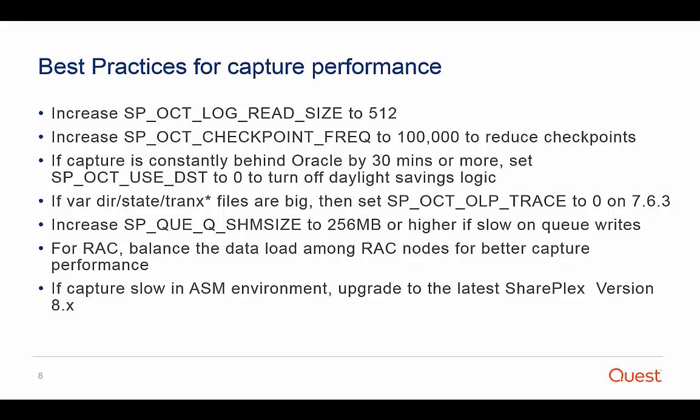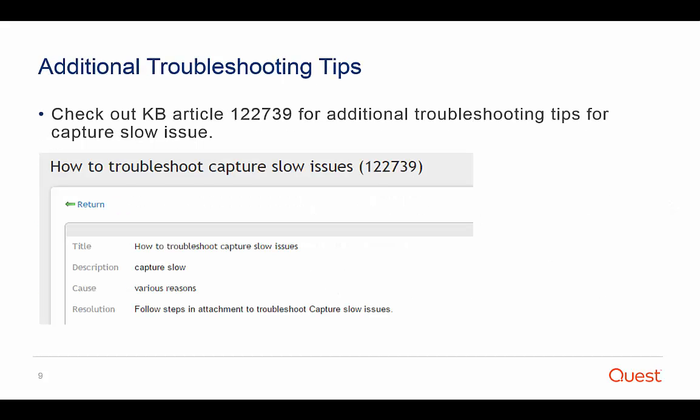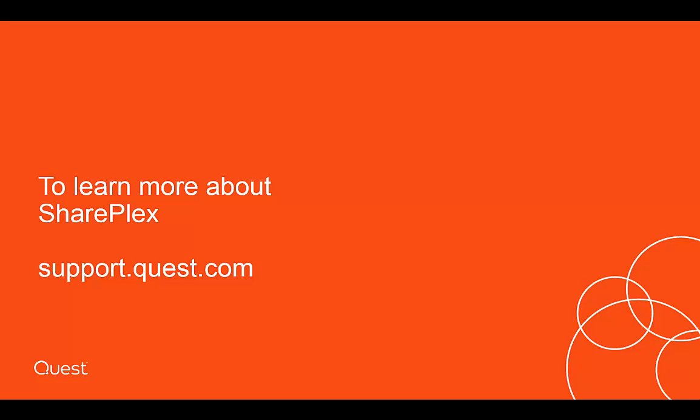If capture is slow in ASM environment, upgrade to the latest SharePlex version 8 and default would be using the native SPOCT ASM use OCI set to 0. For additional tuning tips on troubleshooting capture slow, please check out our KB article 122739.